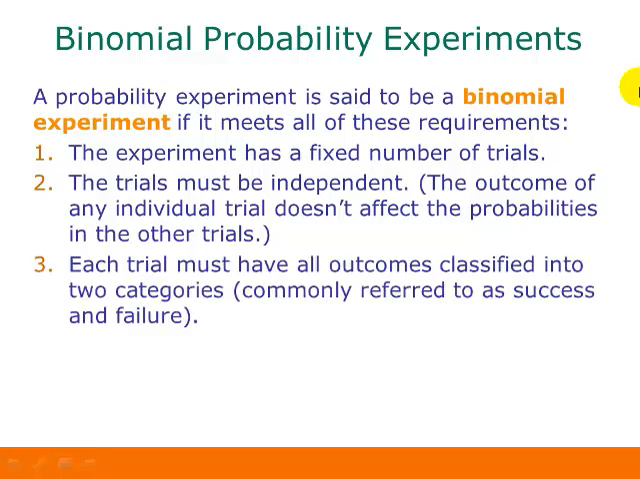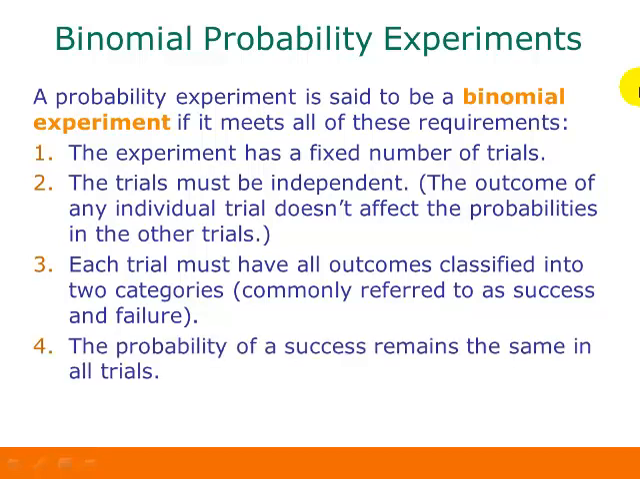The third one is that each trial must have all outcomes classified into 2 categories, and we usually refer to these as success and failure. So it could be something like yes or no, on or off, defective, not defective, but it has to have only 2 outcomes. So out of our 2 outcomes, success and failure, the probability of a success in each trial has to be the same for each trial.